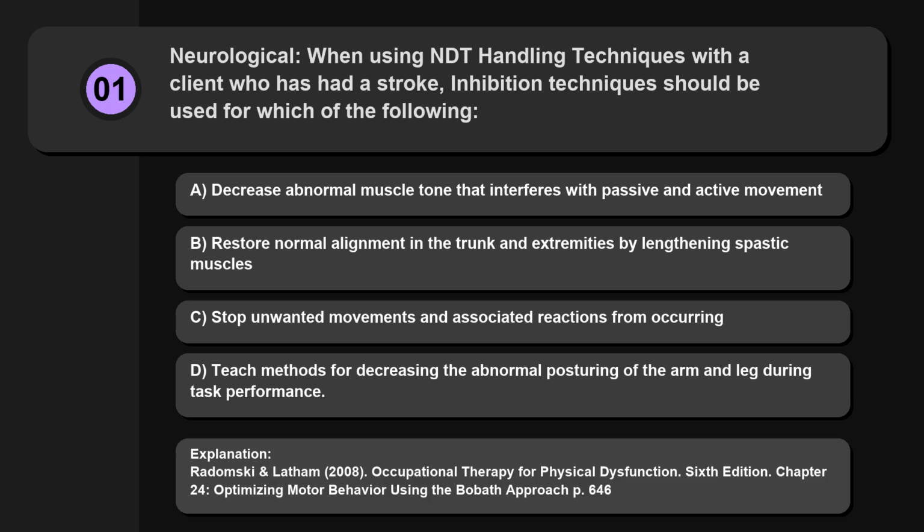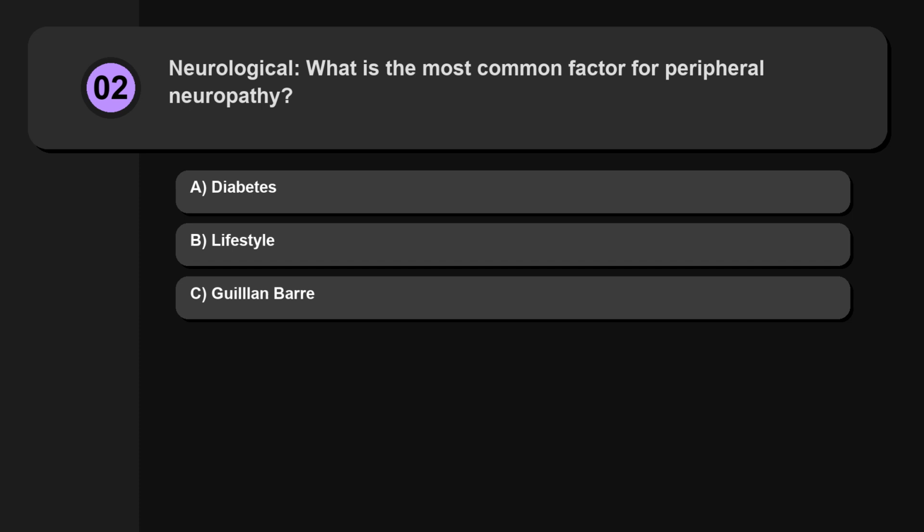Radomski and Latham, 2008. Occupational Therapy for Physical Dysfunction, 6th edition. Chapter 24, Optimizing Motor Behavior Using the Bobath Approach, p. 646. Question 2. Neurological. What is the most common factor for peripheral neuropathy? Option A. Diabetes. Option B. Lifestyle. Option C. Guillain-Barré. The correct answer is option Nan.